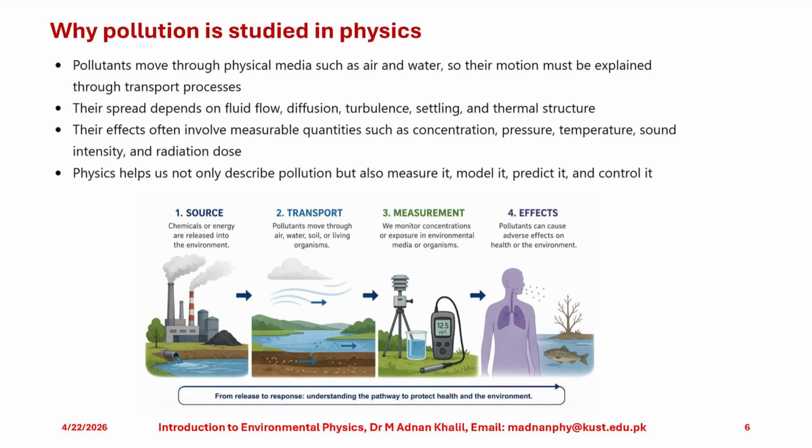Physics helps us describe pollution, measure it, model it, predict it, and control it. The figure here explains the full chain: source, transport, measurement, and effects. Pollutants are first released, then transported in the environment, then measured using instruments, and finally their effects are observed on health and ecosystems.